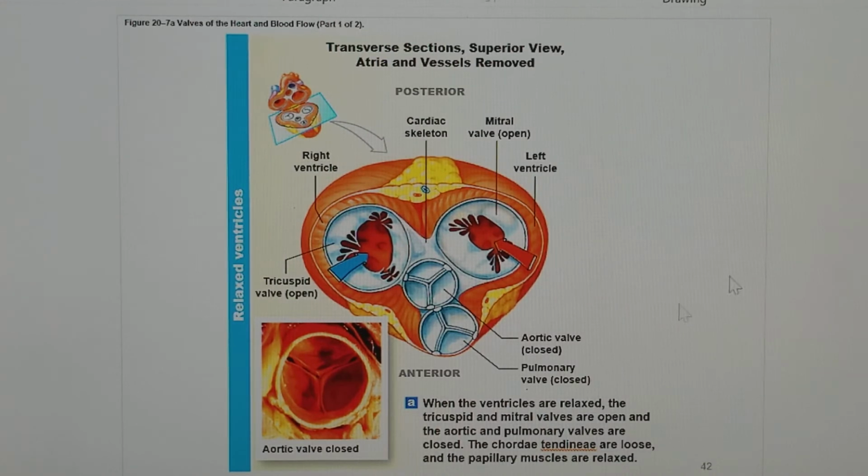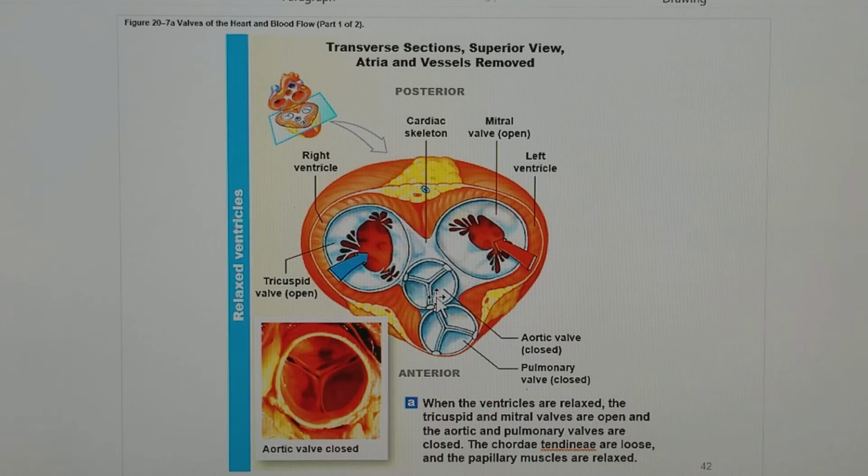Here is a picture of the cardiac skeleton that we were talking about, which is right here. We can see that the skeleton involves the valves, makes up the valves, and it's one structure that's held in place here. That would be a transverse section, superior view of the atria, with the vessels removed, showing the cardiac skeleton. We're seeing the left ventricle here, the right ventricle here. We're looking down inside the ventricles.